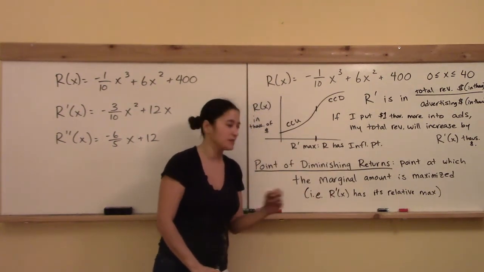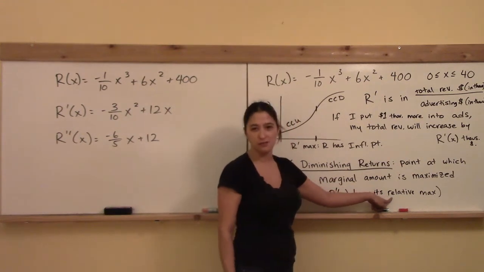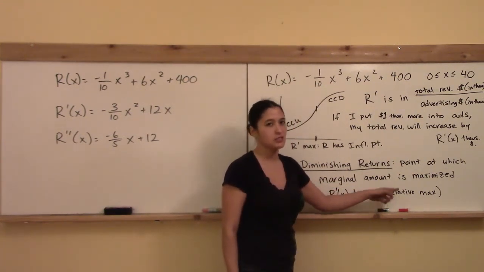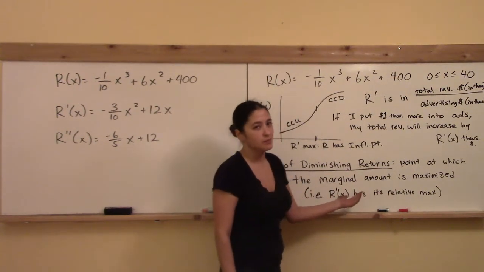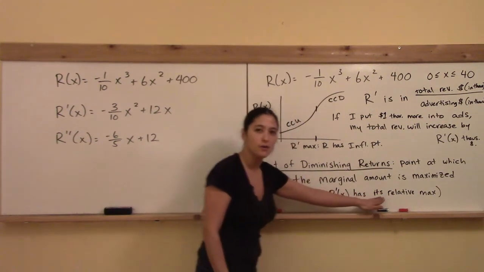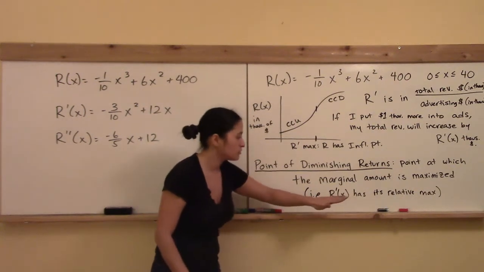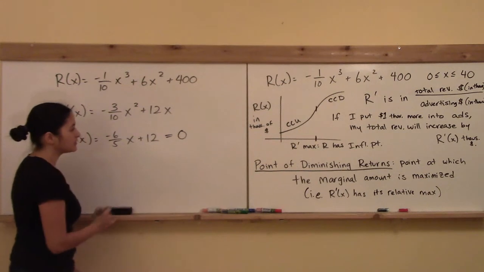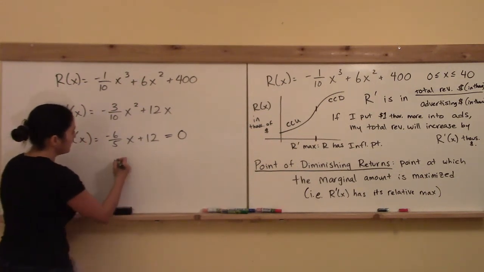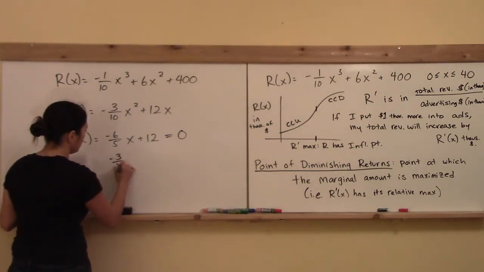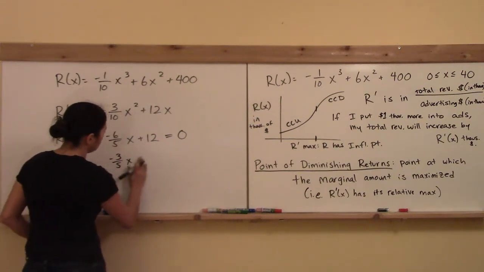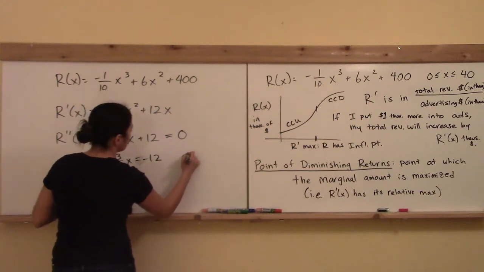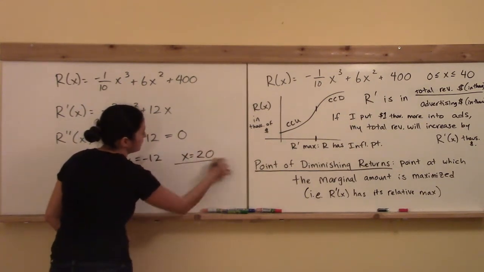Okay, and remember, when something has a relative max, what's the value of the derivative when it has a relative max? 0, or does not exist. But so if the derivative is 0, that's the derivative of this. So the second derivative has to be equal to 0. All right, these are my candidates for my inflection points, and so I can solve this out. This is negative 3/5 x is equal to negative 12, and so what do you get out of that is that x is equal to 20.